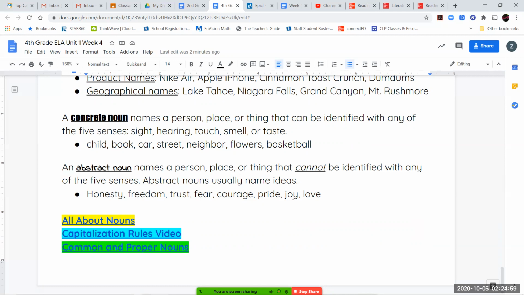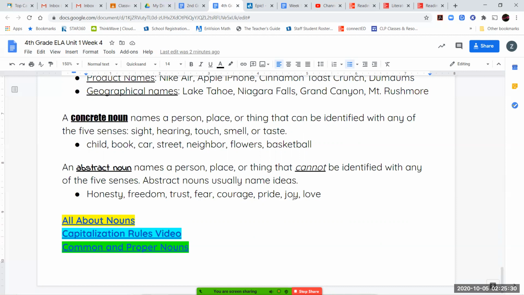So honesty, freedom, trust, fear, courage, pride, joy, love, all of these are abstract nouns. They name an idea. You can't see honesty. You can't see trust. You can't see joy. You can see someone smiling because they're feeling joy, but you're not seeing joy itself. So these are all things that someone is or does.